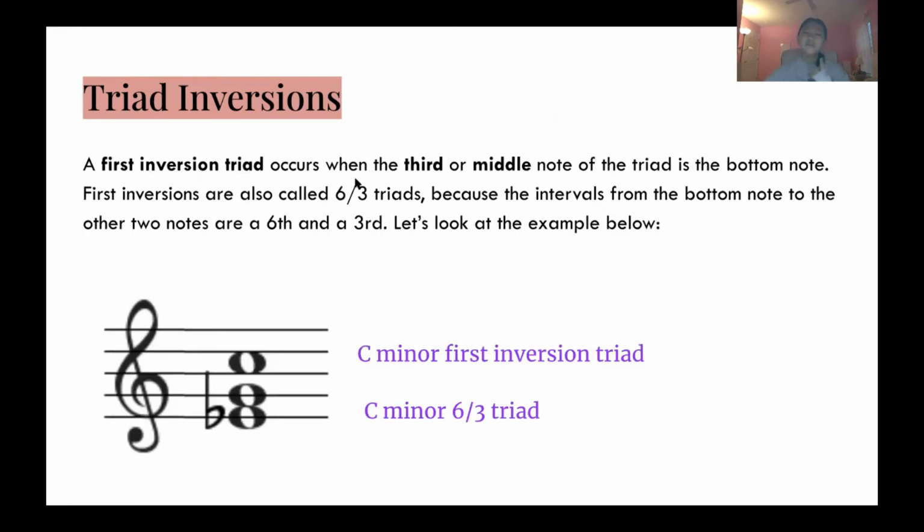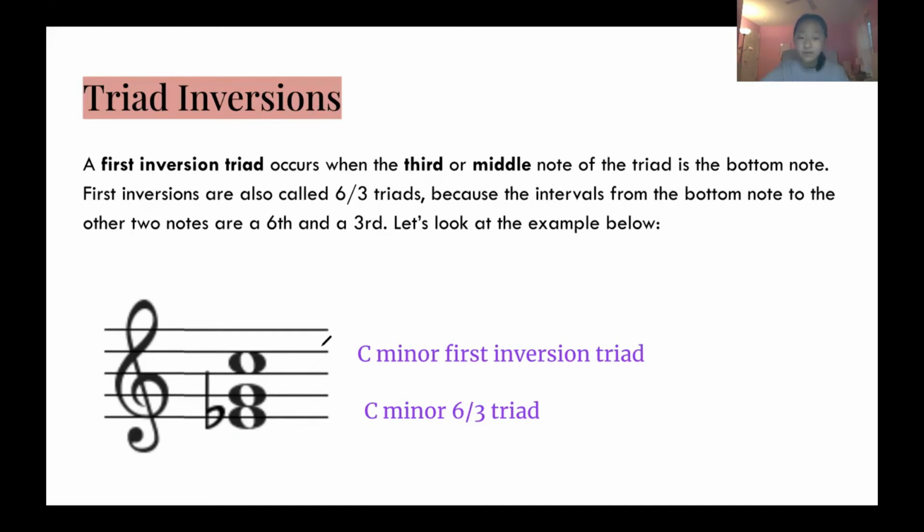Okay, now we're going to go to first inversion. First inversion occurs when the third or middle note of the triad is the bottom note. So our root position triad would be C, E flat, and G, but we moved the C to the top and then we erased the bottom C because we don't want to repeat the Cs. So it's still the same chord, but we just moved the C to the top.